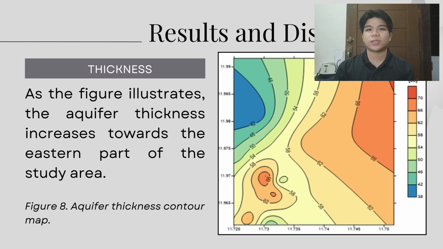Figure 8 illustrates the spatial distribution of aquifer thickness within the study area. Aquifer thickness, representing the vertical extent of the aquifer, is shown using contour lines. The different colors on the map indicate varying values of aquifer thickness. As the figure illustrates, the aquifer thickness increases towards the eastern part of the study area.